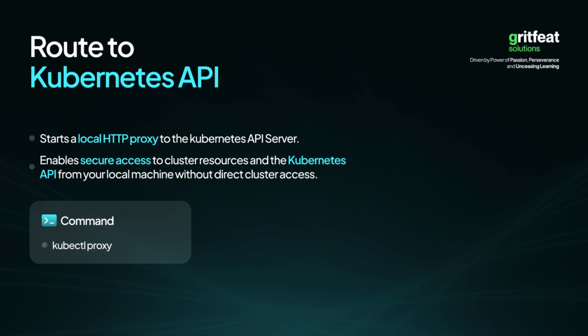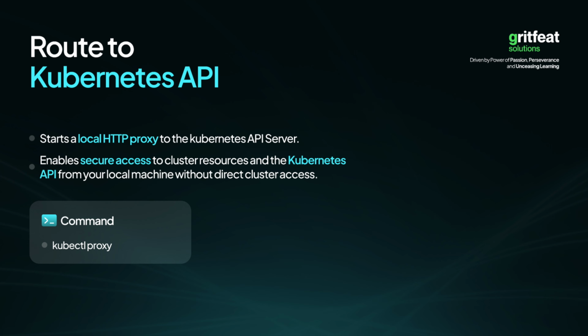Next, let's look at how we can securely interact with the Kubernetes API from our local machines, especially when you don't have direct external access to the API server. This is where kubectl proxy comes in. The kubectl proxy command starts a local HTTP proxy to the Kubernetes API server. Essentially, it creates a secure tunnel from your local machine to the API server inside your cluster. This command is incredibly useful because it enables secure access to the cluster resources and the Kubernetes API from your local machine without requiring direct cluster access or complex firewall configurations.